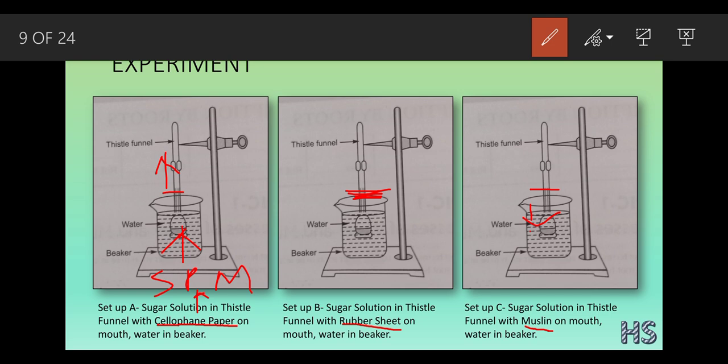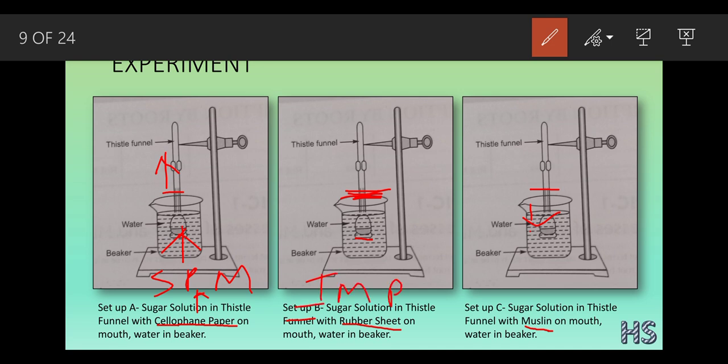Second, as I already said, in the second part, that is setup B, there was no rise. The initial level was this, and after an hour it remains the same. Why was there no change? Because the mouth was protected with a rubber sheet, and the function of the rubber sheet was that it was impermeable in nature.